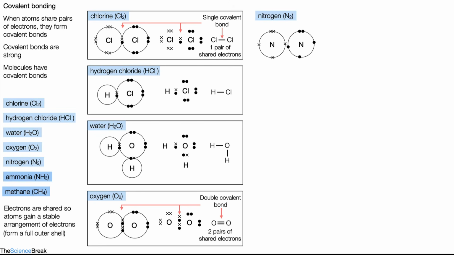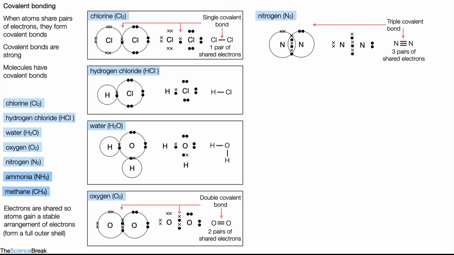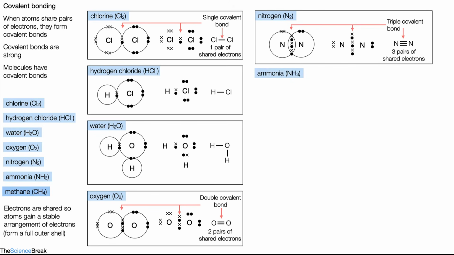However, if we look carefully, we can't just share one pair of electrons. In this case, we actually have to share 3 pairs of electrons in order for both atoms to have a full outer shell. So this is how we draw nitrogen without the shells, and we show the triple bond like so. That's 3 pairs of shared electrons, as shown by the arrows on the other diagrams there.